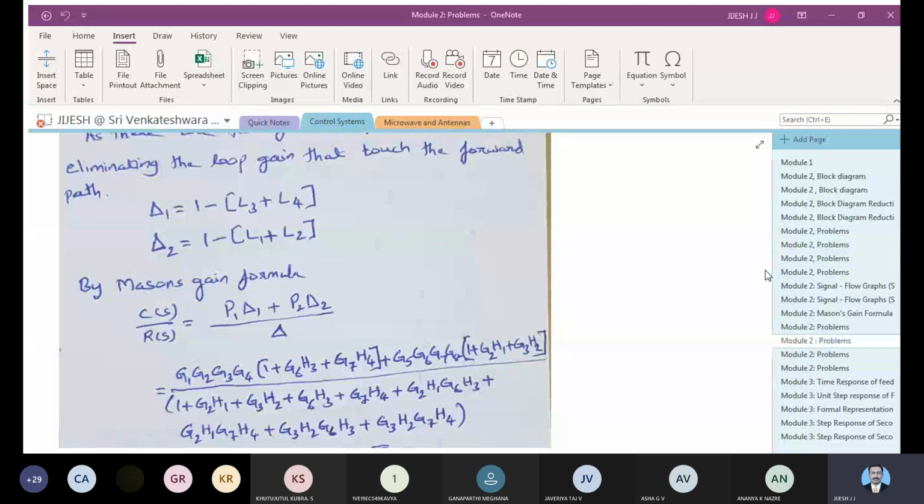Here, one challenging thing we found is finding out the forward paths as well as the loops, and we found that there are six possible forward paths as well as three possible loops. And here what you have to understand is, once you leave the node, you have to make sure that you are following the arrow marks properly, that is, the branches. I feel that this one is very important.